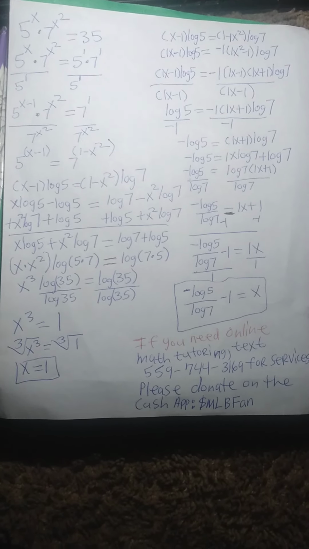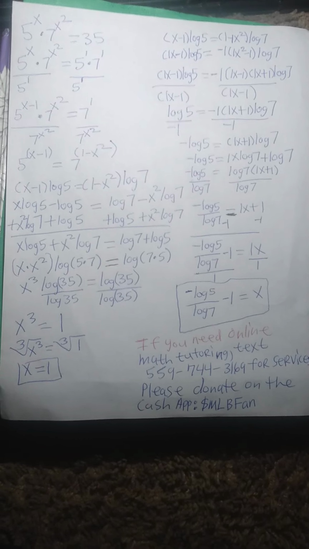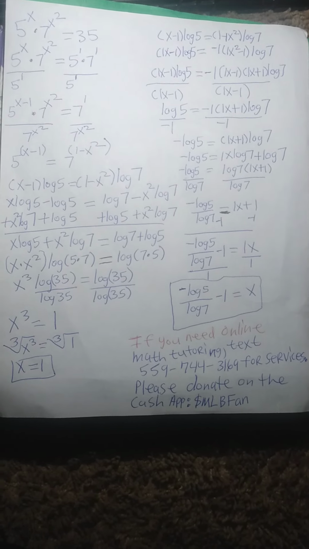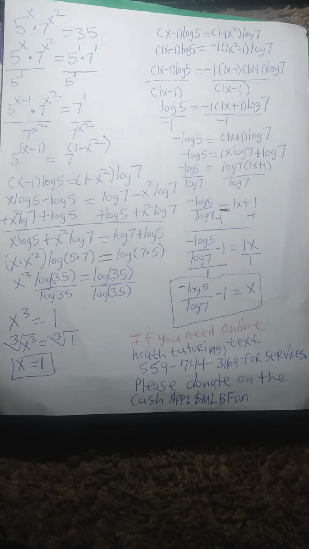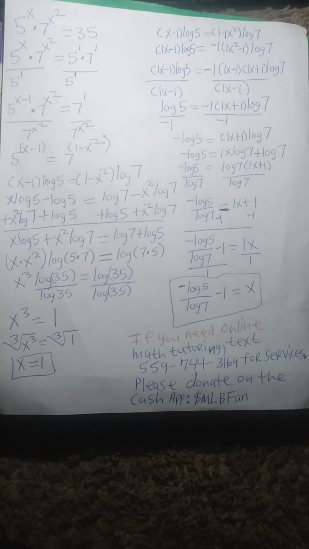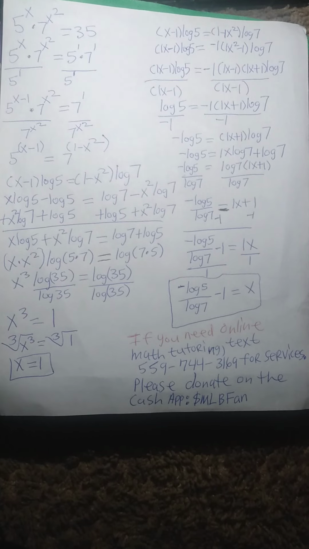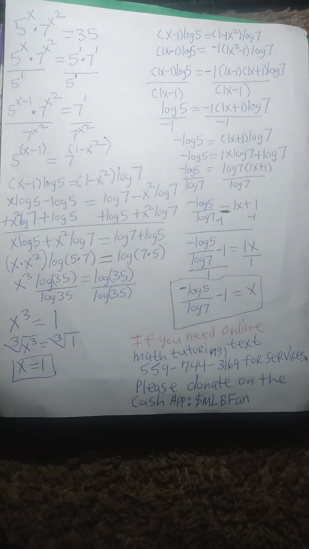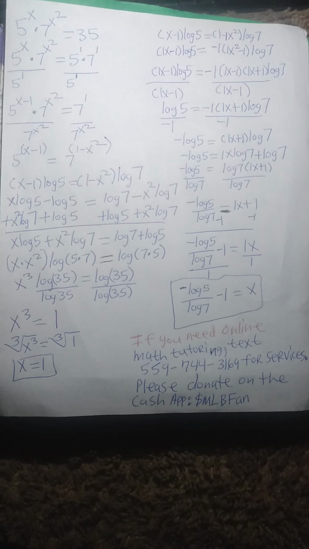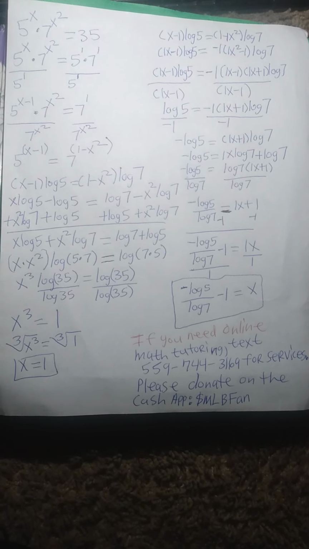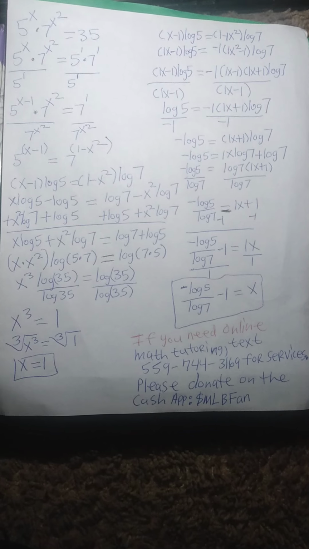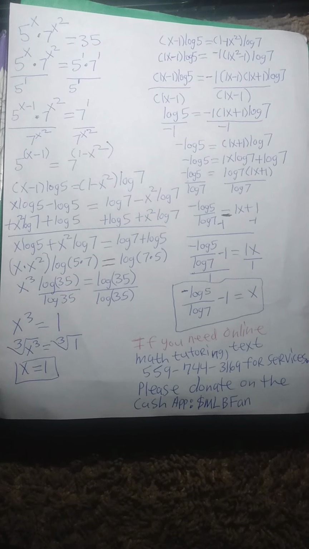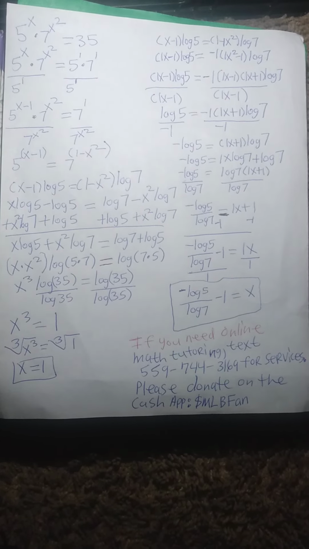Then we need to bring the powers down and put them up front with a log in between. So now the equation is going to read x minus 1 times log 5 is equal to 1 minus x squared times log 7. And then we need to distribute, and we will obtain x log 5 minus log 5, and then distribute on the other side of the equal sign, log 7 minus x squared log 7. So the equation will read x log 5 minus log 5 equal to log 7 minus x squared log 7.